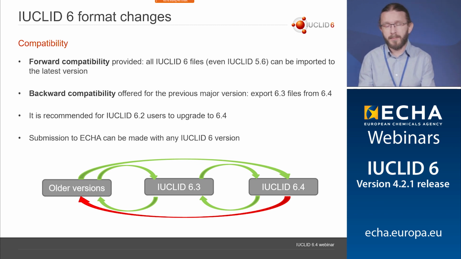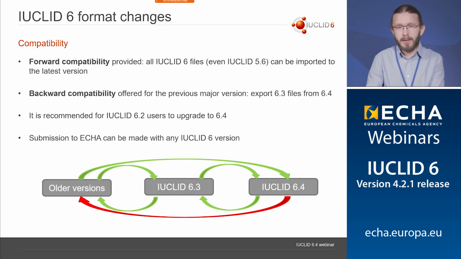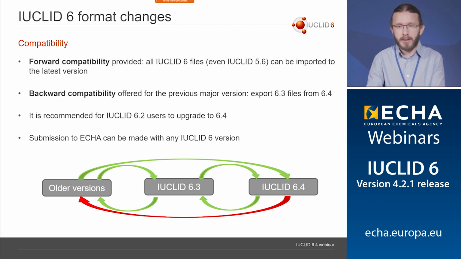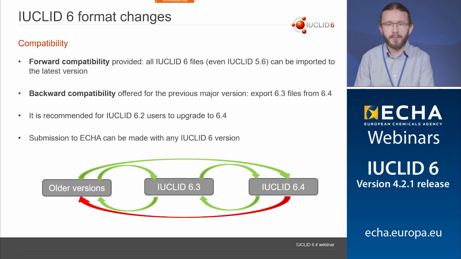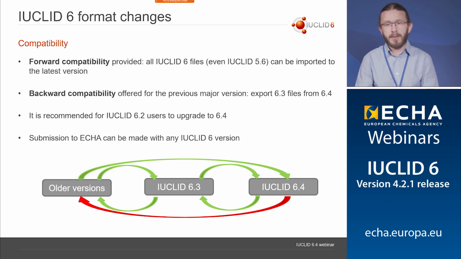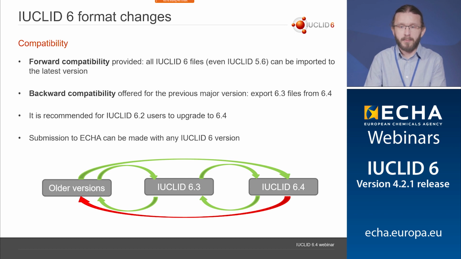One slide to finish this part on the format changes. I wanted to talk about the compatibility. Now it has been several years where the same compatibility is established between Euclid 6 versions. The forward compatibility is always supported, which means that all Euclid files can be read by the latest version of Euclid. And in terms of backward compatibility, we continue to offer the compatibility between the latest version and the previous one, which means that Euclid 6.4 users can exchange files with Euclid 6.3 users. And we don't go back to Euclid 6.2, so that's why we recommend Euclid 6.2 users to upgrade to 6.4 to make sure that there is no disruption in the exchange of Euclid files.